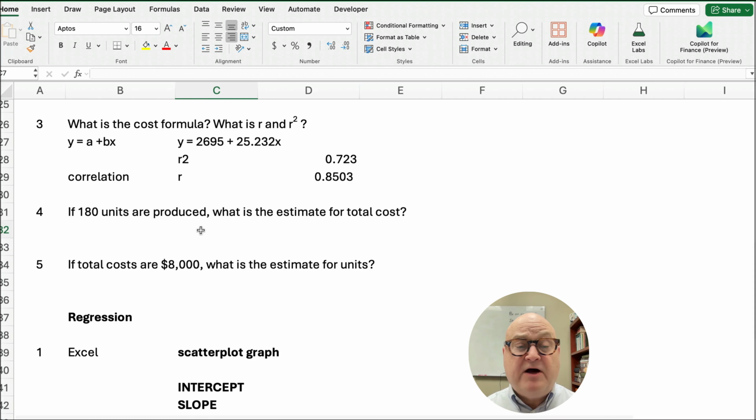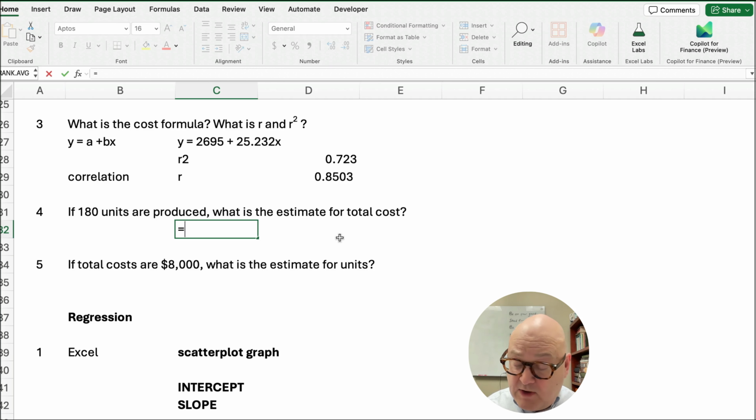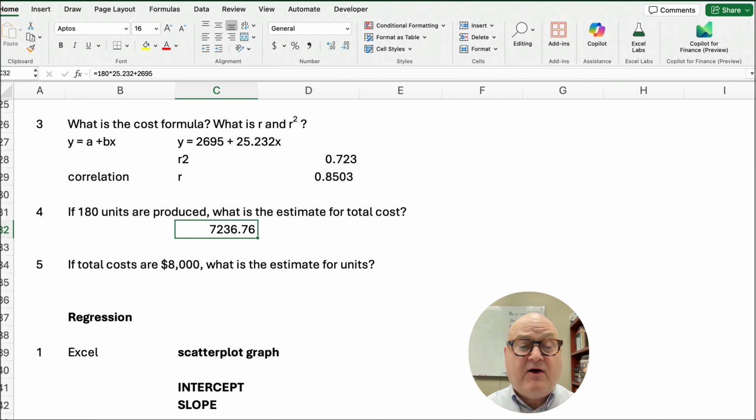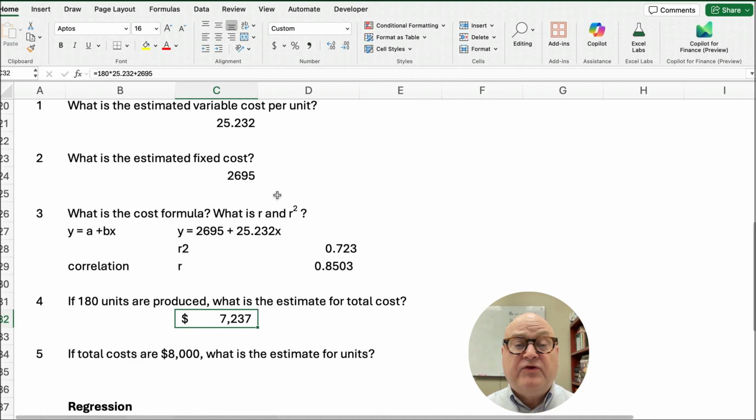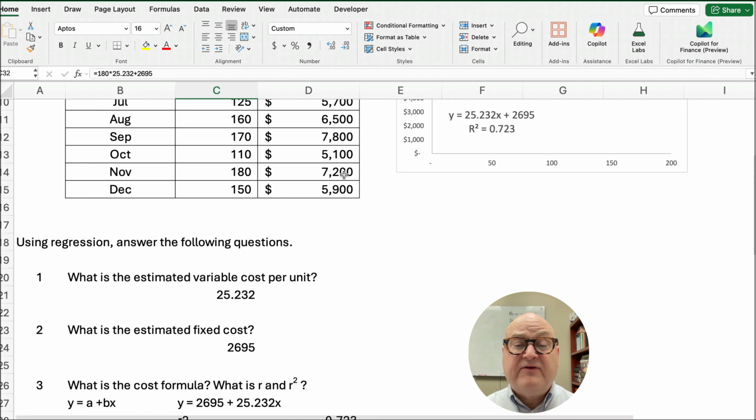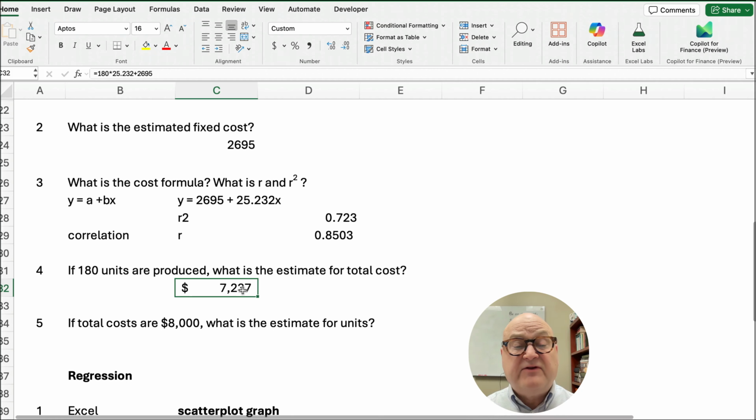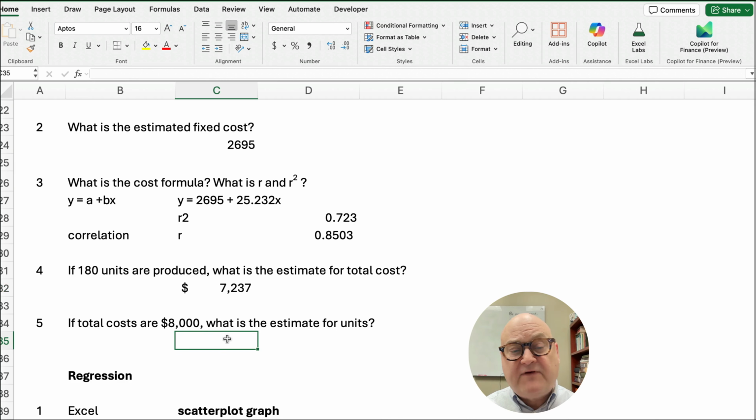Okay, so if we have 180 units, what is our estimate for total cost? So we're going to take the 180 times 25.232 plus the 2695. So our estimated cost, if we have 180, and let's make it whole dollar here, is 7,237. So 180, 7,200. Our estimate is 7,237. So we feel good about that estimate. It's an estimate, right?